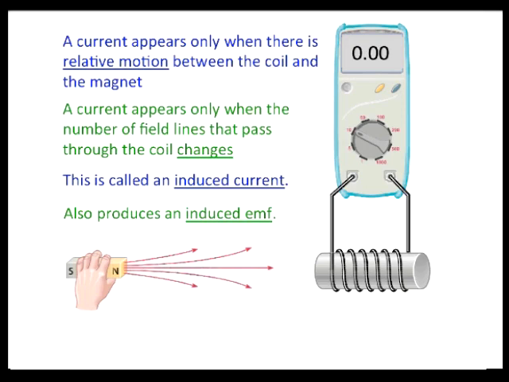To summarize, a current appears in the coil only when there is relative motion between the coil and the magnet. In other words, a current appears only when the number of field lines that pass through the coil changes. This is called an induced current. The relative motion also produces an induced EMF, which is the source of the induced current.